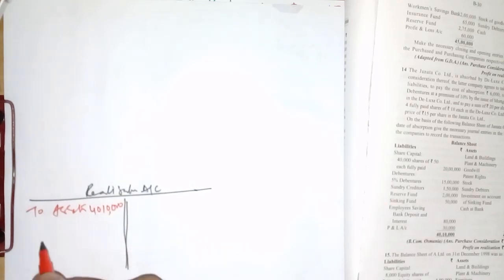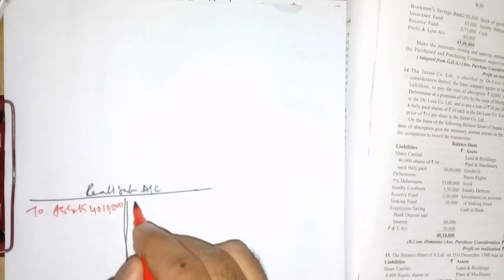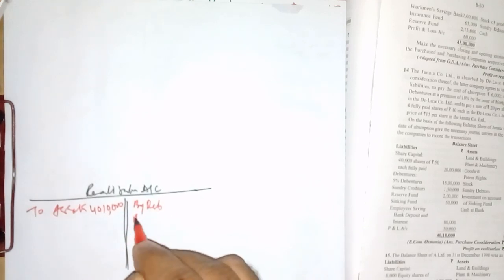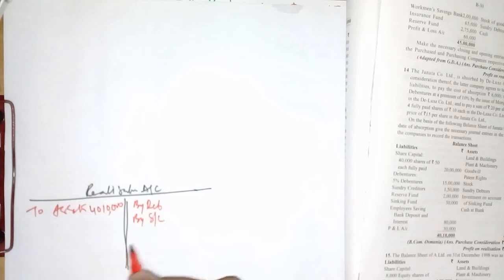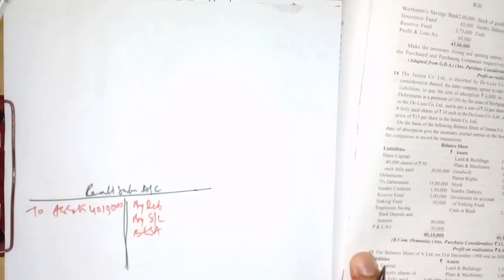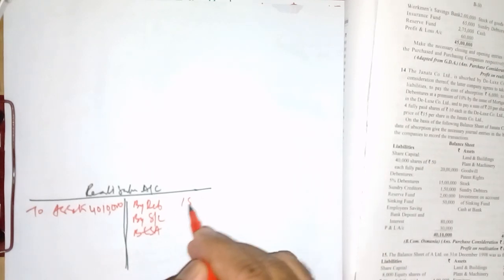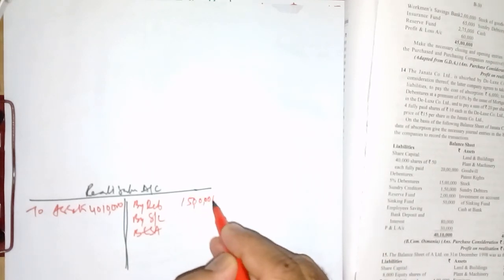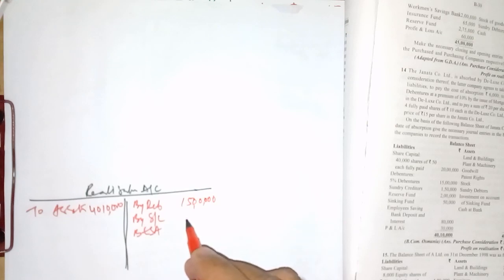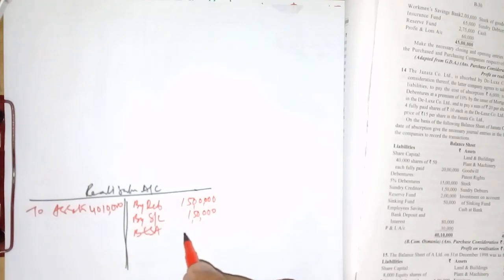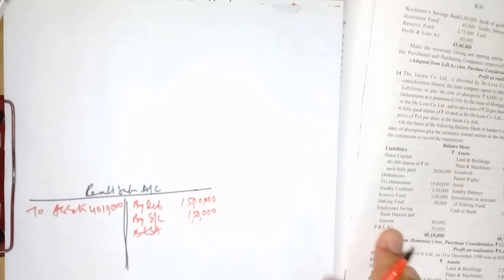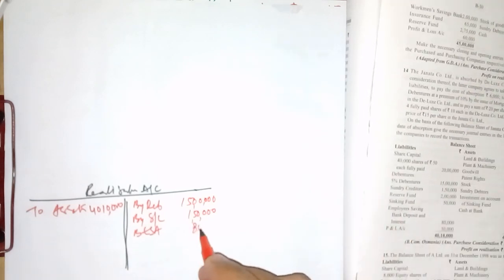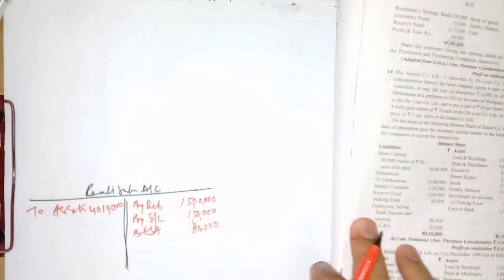Right. Then liabilities: by debentures, by sundry creditors, by employees savings account interest. Three liabilities. So debentures are 15 lakhs and sundry creditors is 1,50,000, and then the equity share. Employees savings account interest is 80,000. Right. Then this second entry is done.